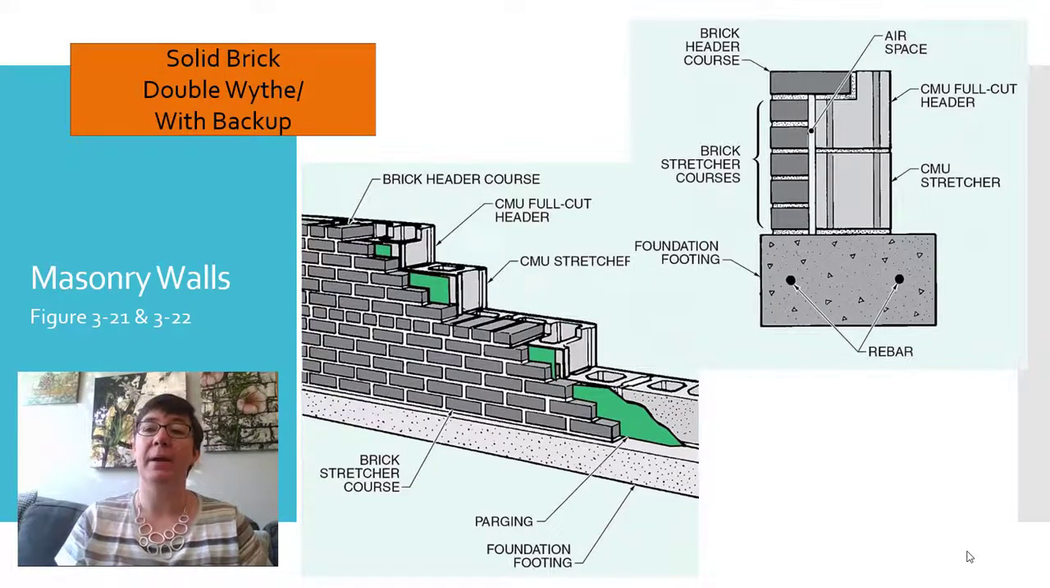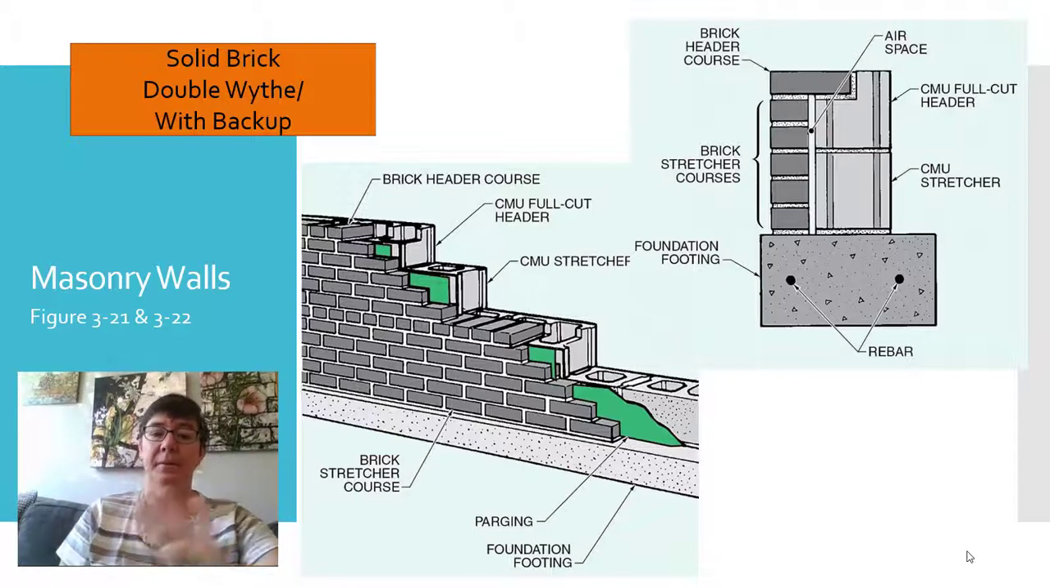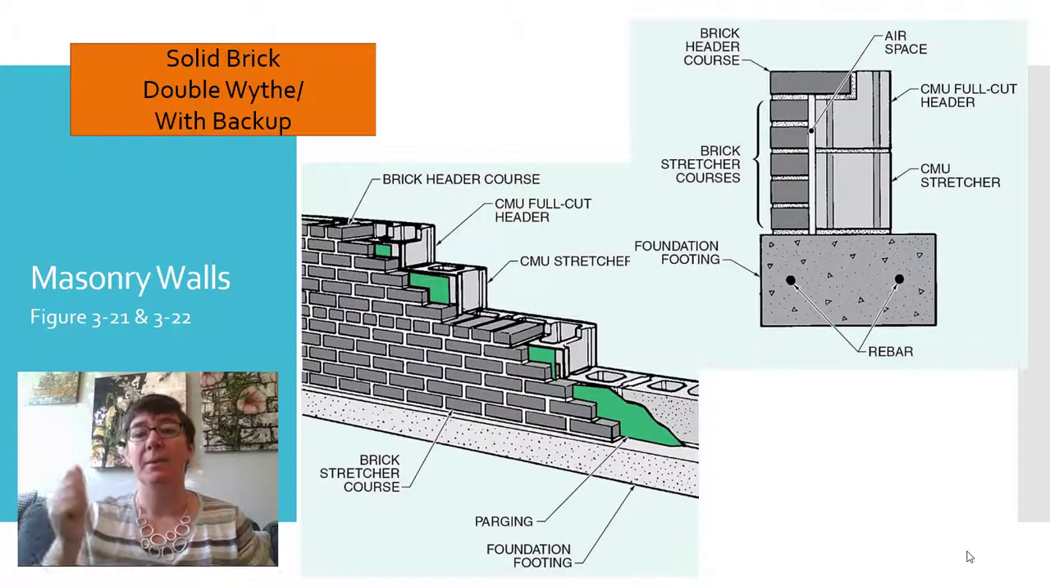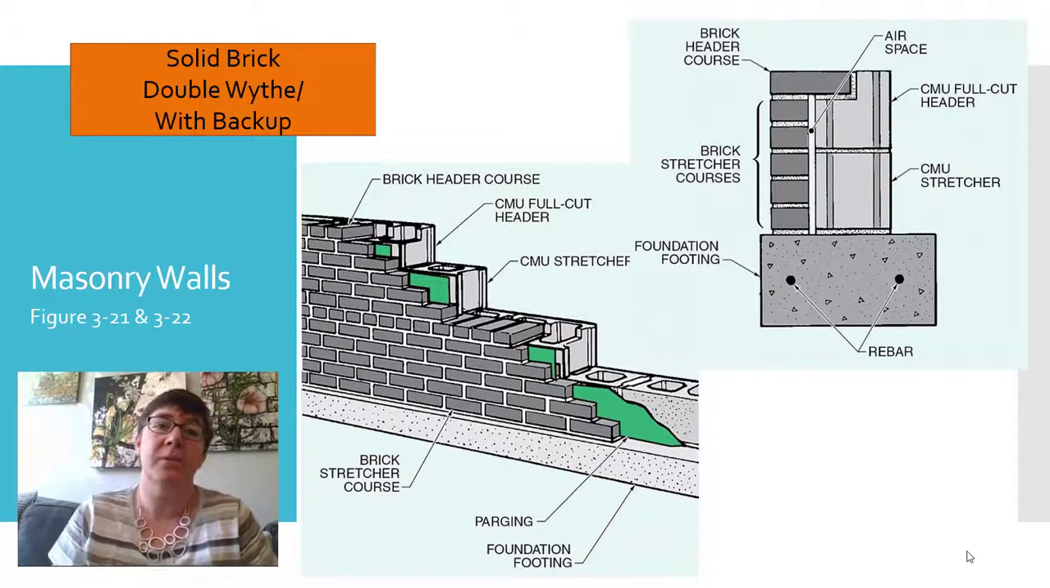This one is solid brick and it is a double withe construction. So there is a layer of CMU and a layer of bricks, okay, double withe. And we call this backup because there's the face brick, okay, that's the pretty brick that we see. And then the second withe is more of the structural brick. You probably put reinforcing in there, and it's covered up so they don't make it the pretty face brick. They build it out of the CMU, which is less expensive.